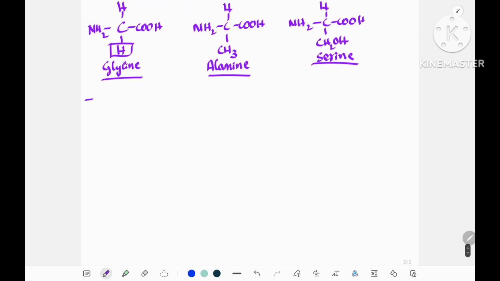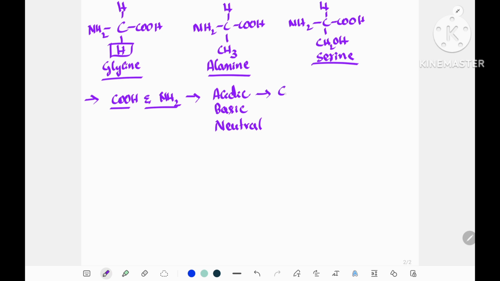Now, depending upon the carboxyl and amino group present in an amino acid, amino acids are classified into three types. They are acidic amino acids, basic amino acids, and neutral amino acids. So the basis, you have to remember, is the amino group and the carboxyl group. Now example for acidic amino acid is glutamic acid. Basic amino acid is lysine. Neutral amino acid is valine.